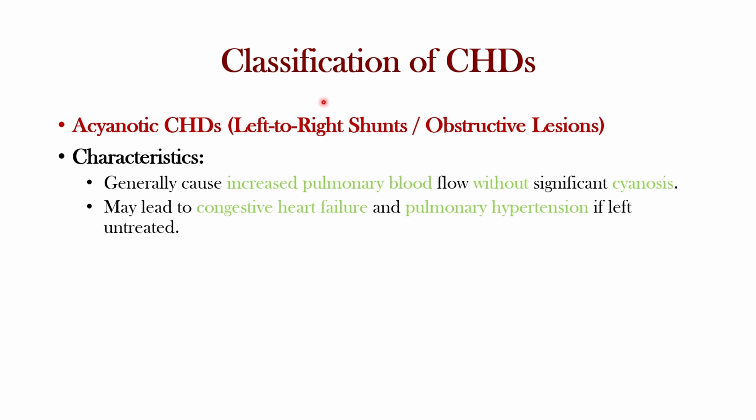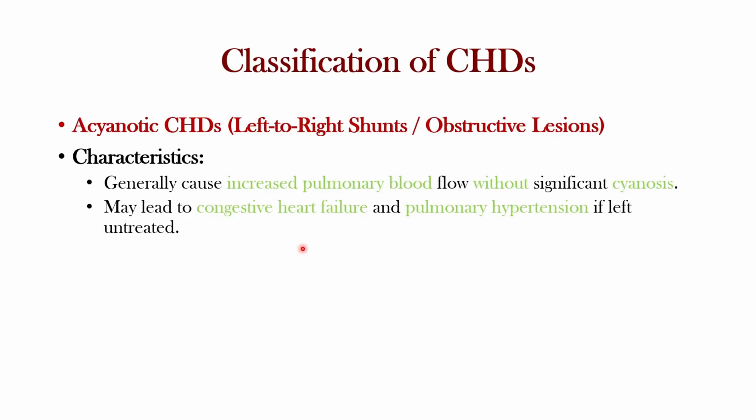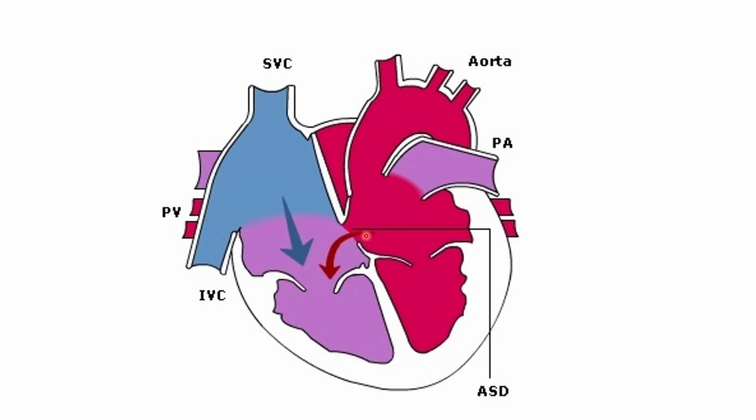So we will classify it into two types, acyanotic and cyanotic. Acyanotic cardiac heart defects are left to right shunts. In this one, we will have an increased pulmonary blood flow without any significant cyanosis, and this will lead to congestive heart failure and pulmonary hypertension. So we will have the blood drawn from the left side to the right side. That's why it's called left to right shunts.